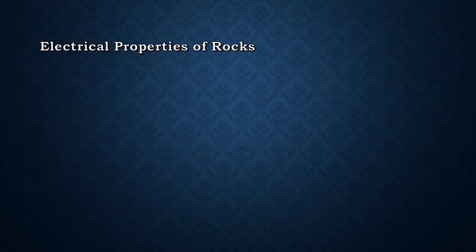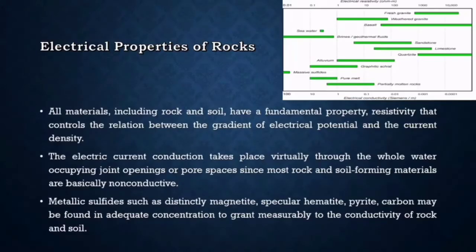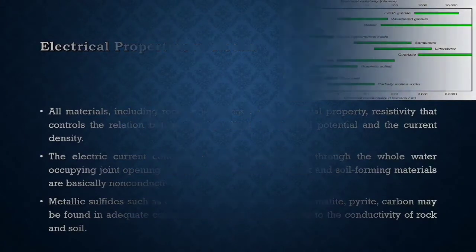Electrical properties of rocks. All materials, including rock and soil, have a fundamental property, resistivity, that controls the relation between the gradient of electrical potential and the current density. The electric current conduction takes place virtually through the water occupying joint openings or pore spaces, since most rock and soil forming materials are basically non-conducting. Metallic sulfides and minerals such as magnetite, specular hematite, pyrite, and carbon may be found in adequate concentration to contribute measurably to the conductivity of rock and soil.